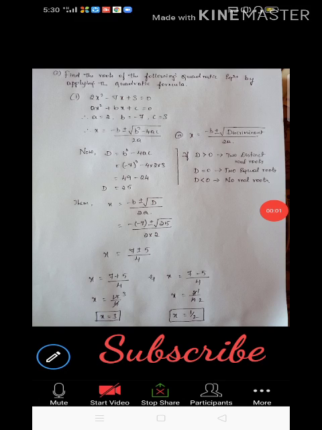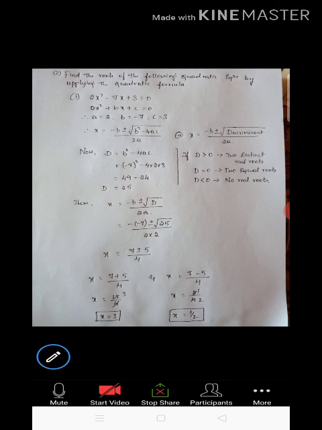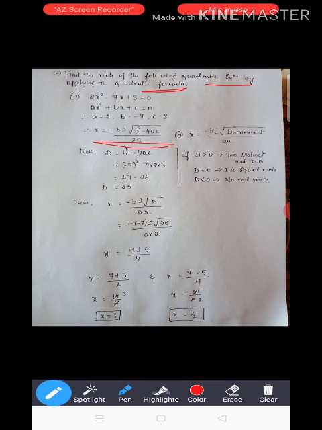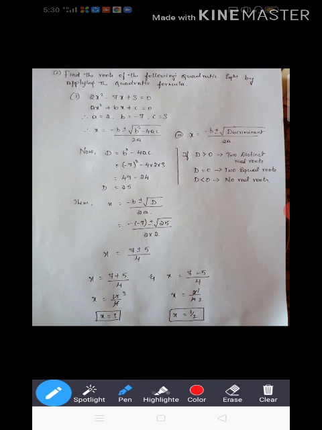Okay, second main question. Find the roots of the following quadratic equation by applying the quadratic formula. So, the quadratic formula, which I have already given here. You can see that x equals minus b plus or minus square root of b square minus 4ac, divided by 2a. That is the quadratic formula.